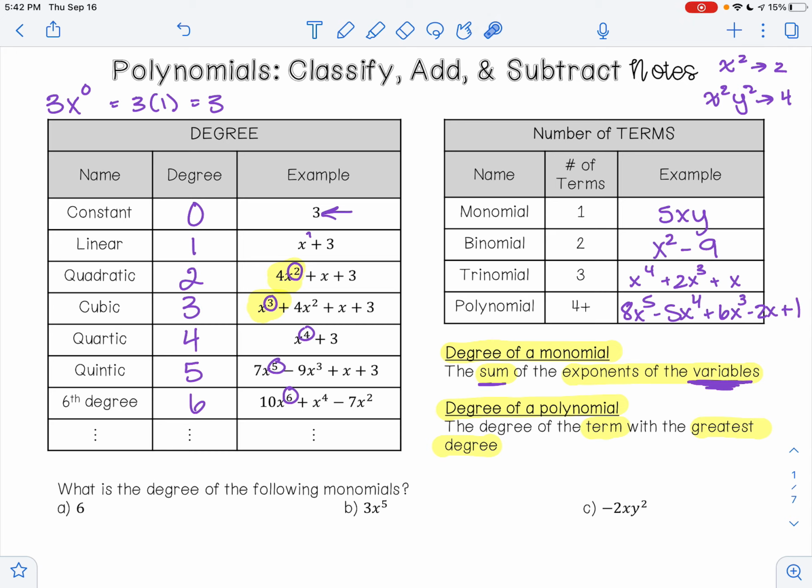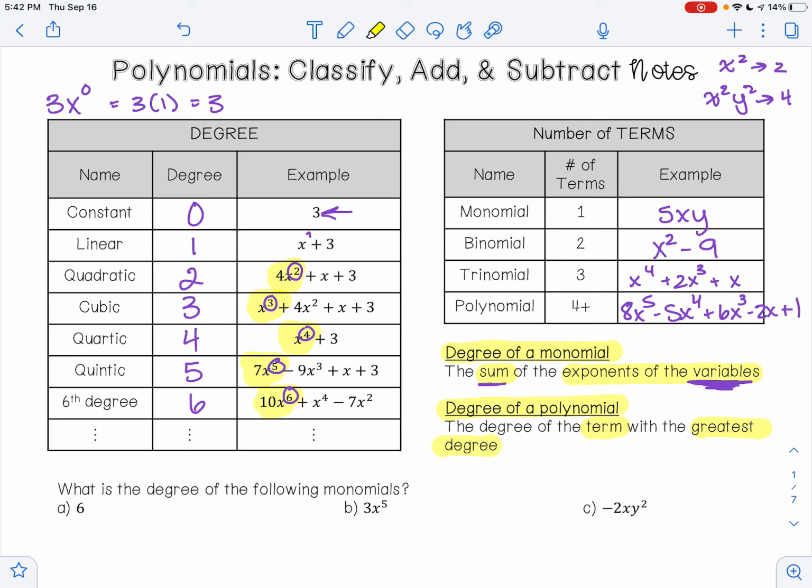Here, my highest degree is 4. This would be a degree of 0. So out of 4 and 0, 4 is our greatest degree. The degrees of these terms are 5, 3, 1, and 0. The highest one is 5. And then with this one, I have a degree of 6, degree of 4, and degree of 2. The highest one is 6.